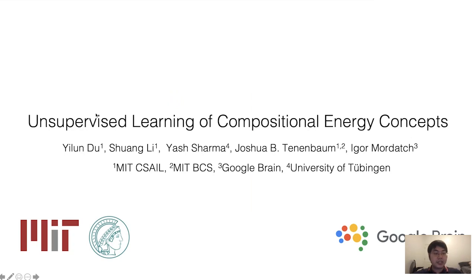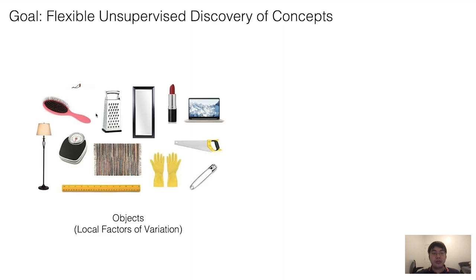Hi, today I'll present our work on unsupervised learning of compositional energy concepts. The world around us consists of many different types of factors and variation. On one hand, we have a set of objects in the world, such as rulers, lamps, or gloves, which can occur in many different instances. For example, my table may contain several different instances of a ruler.